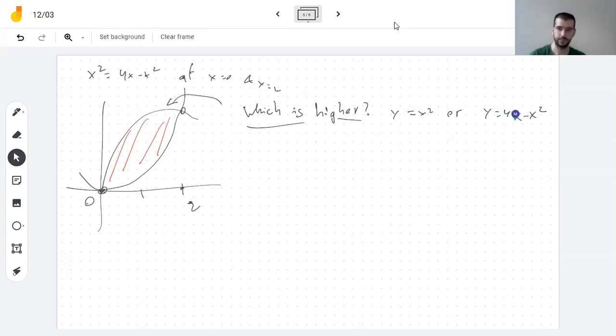Like, what do you mean higher? I'm drawing them like this, but which is the red one and which is the blue one? Maybe you can use a second derivative test for the concavity. Oh, yeah, sure.